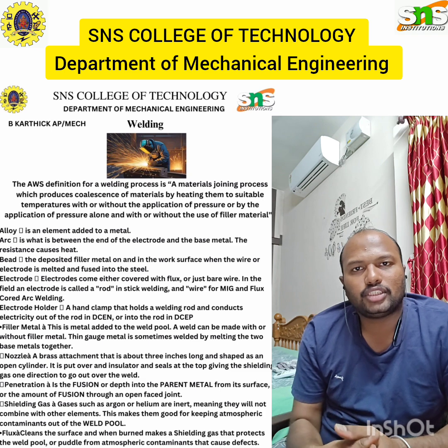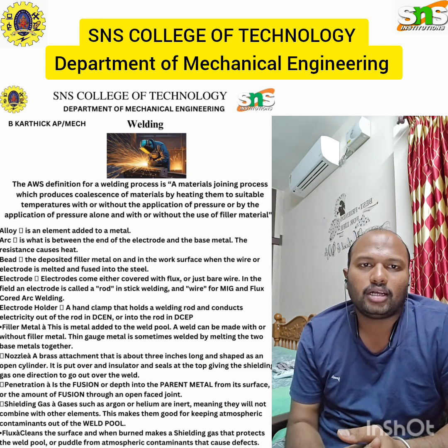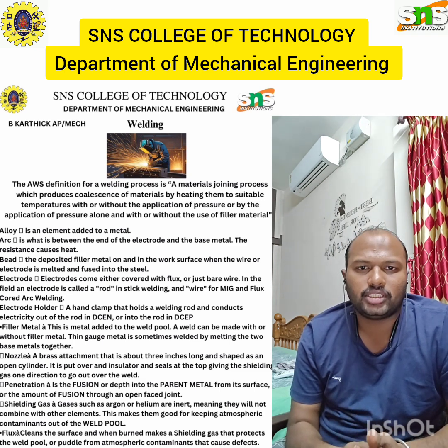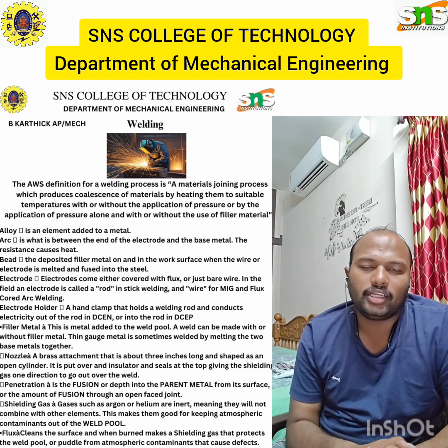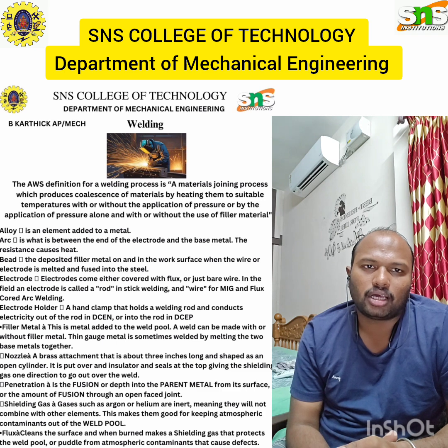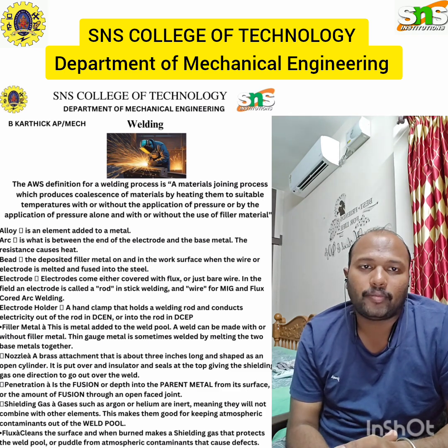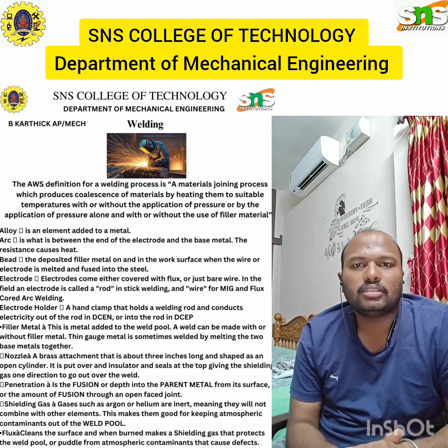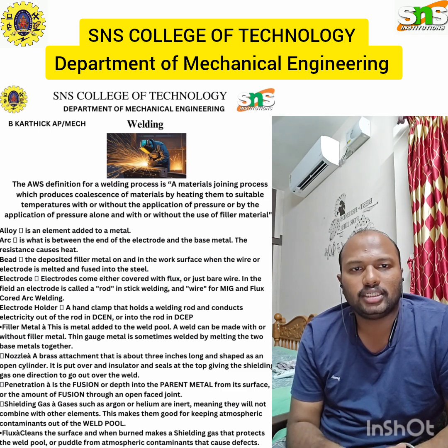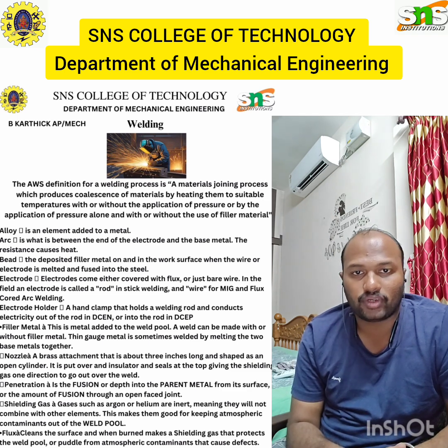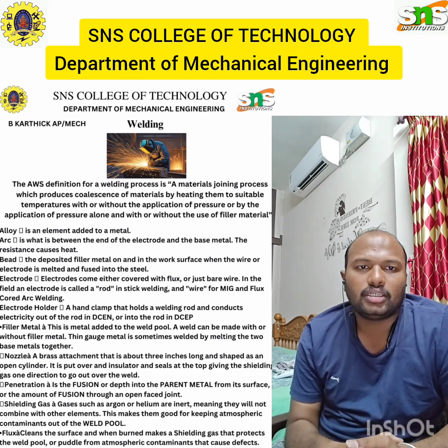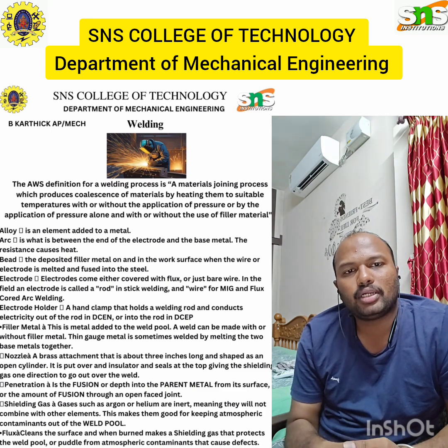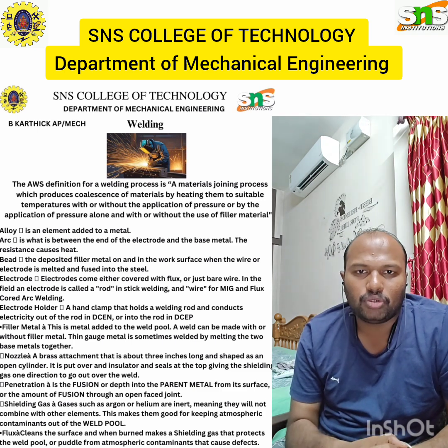In consumable electrode welding, we have many types, but we will see four. The first is FCAW, flux core arc welding. The second is GMAW, gas metal arc welding, otherwise known as metal inert gas welding, MIG. The third is SMAW, shielded metal arc welding or manual metal arc welding. The fourth is SAW, submerged arc welding.